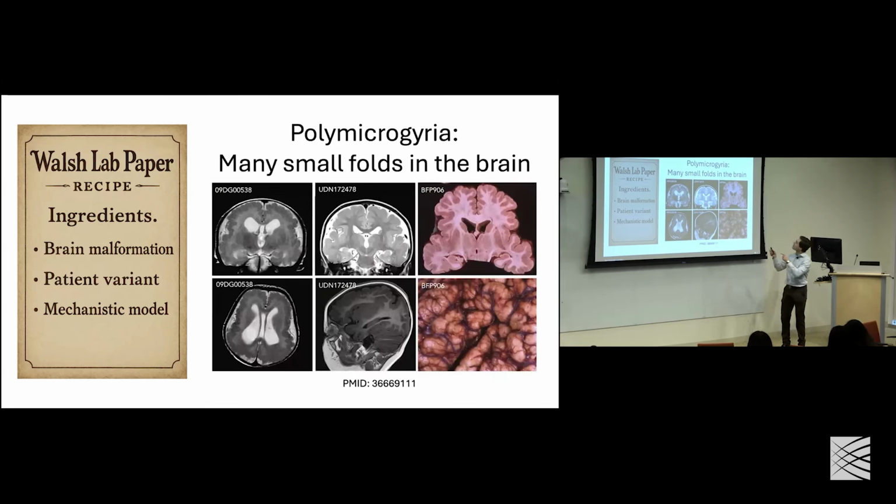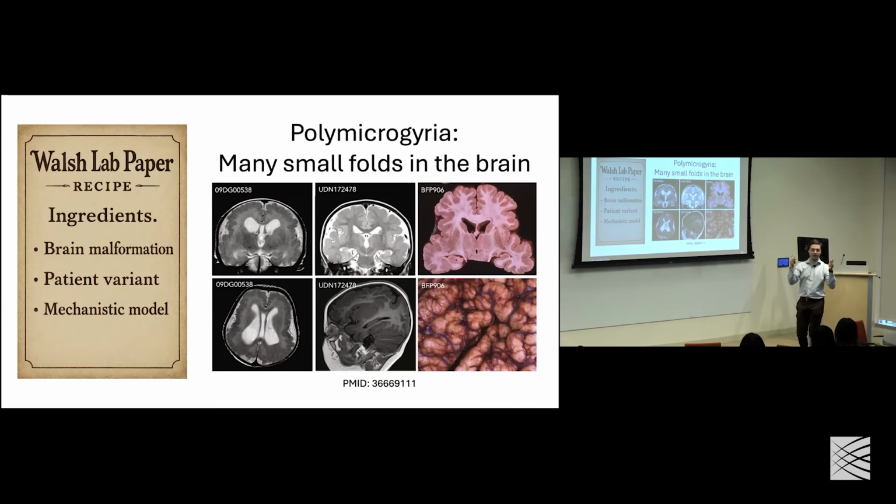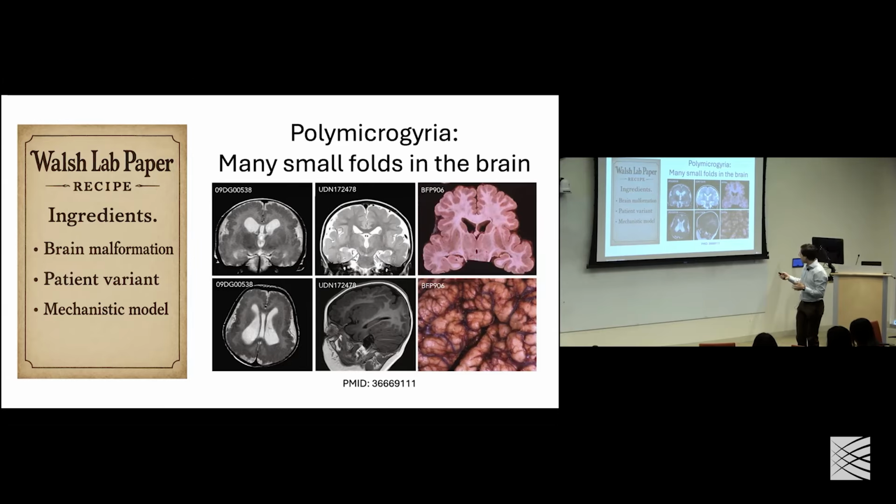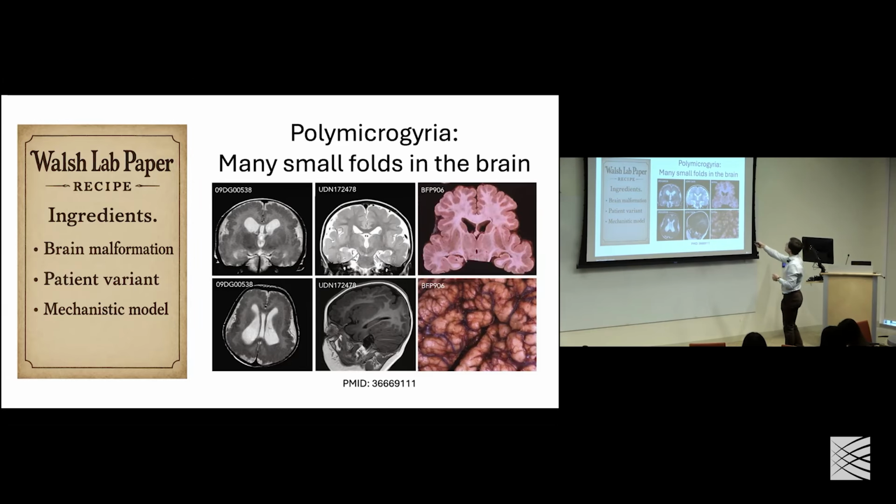So this is polymicrogyria. If we know our Latin roots, we can figure out that this means many small folds. There's supposed to be a bunch of folds in our brain to increase surface area and contact between the neurons. But what happens in these individuals is there are too many folds. And because there's so many of them, they're all very small. And these individuals have reduced intellectual capacity along with other cognitive symptoms.